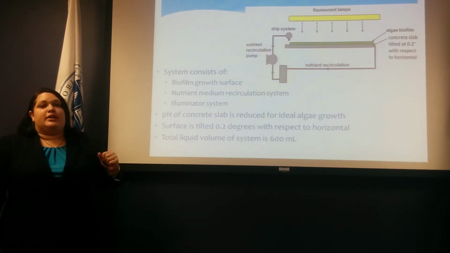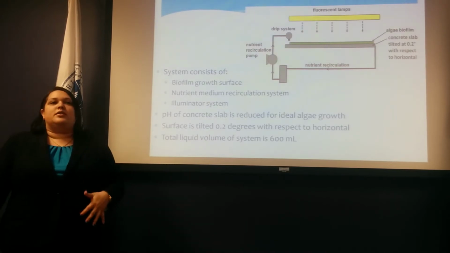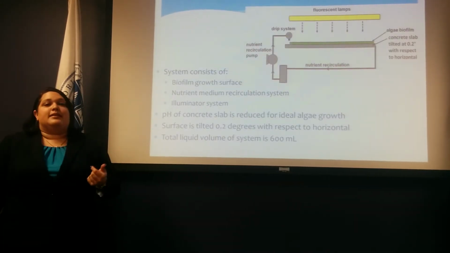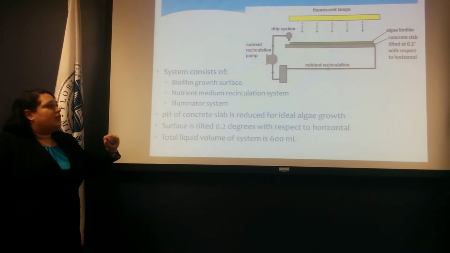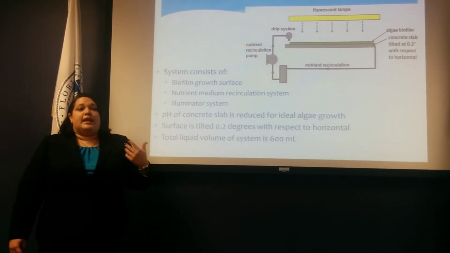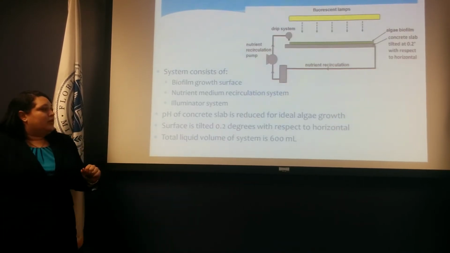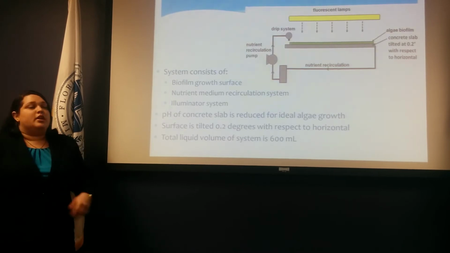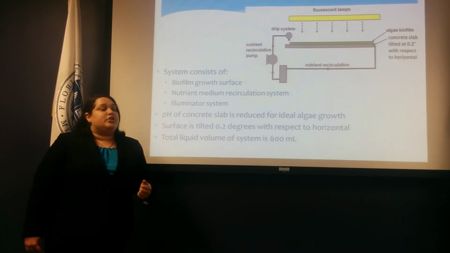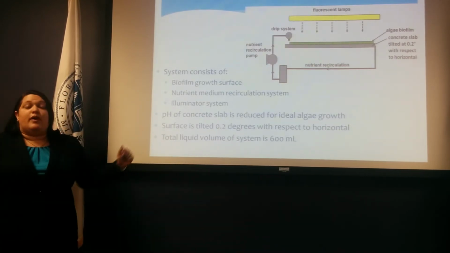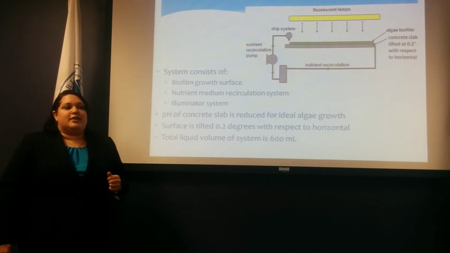It also has an illuminator system that consists of fluorescent lamps because this system can be kept indoors and the fluorescent lamps replace the sunlight that it needs for the algae to grow. The pH of the concrete slab is reduced to make it ideal for the algae to grow, and the total liquid volume of this system is 600 milliliters, which is one of the reasons why we decided to choose this system. It requires less energy and less liquid volume for the algae to grow as compared to the other systems that were briefly discussed previously.